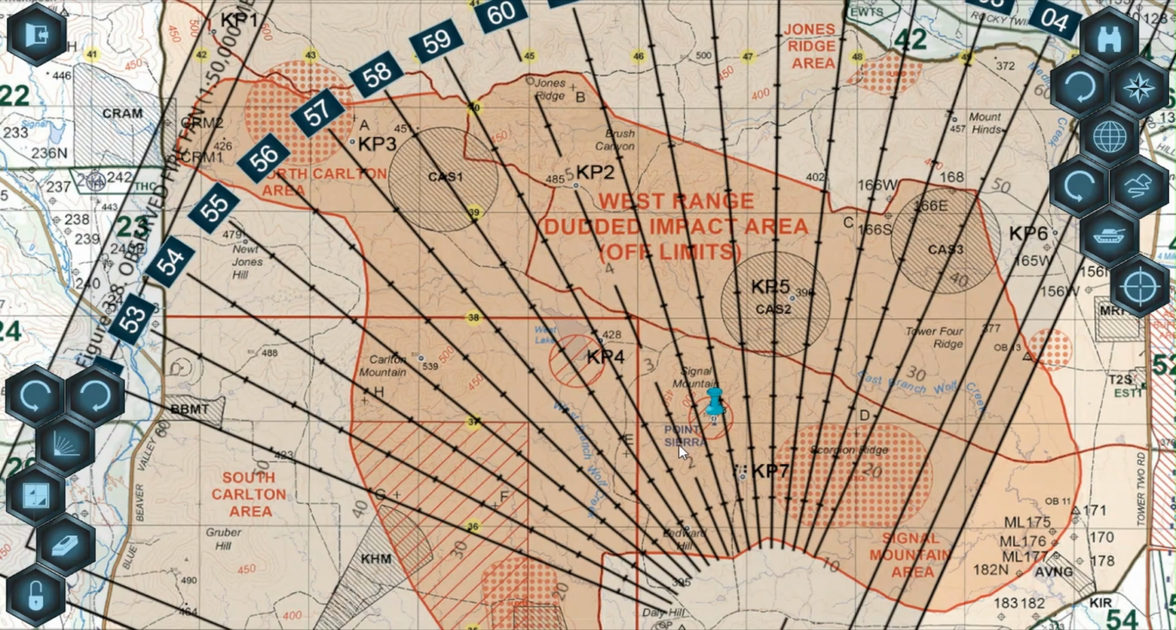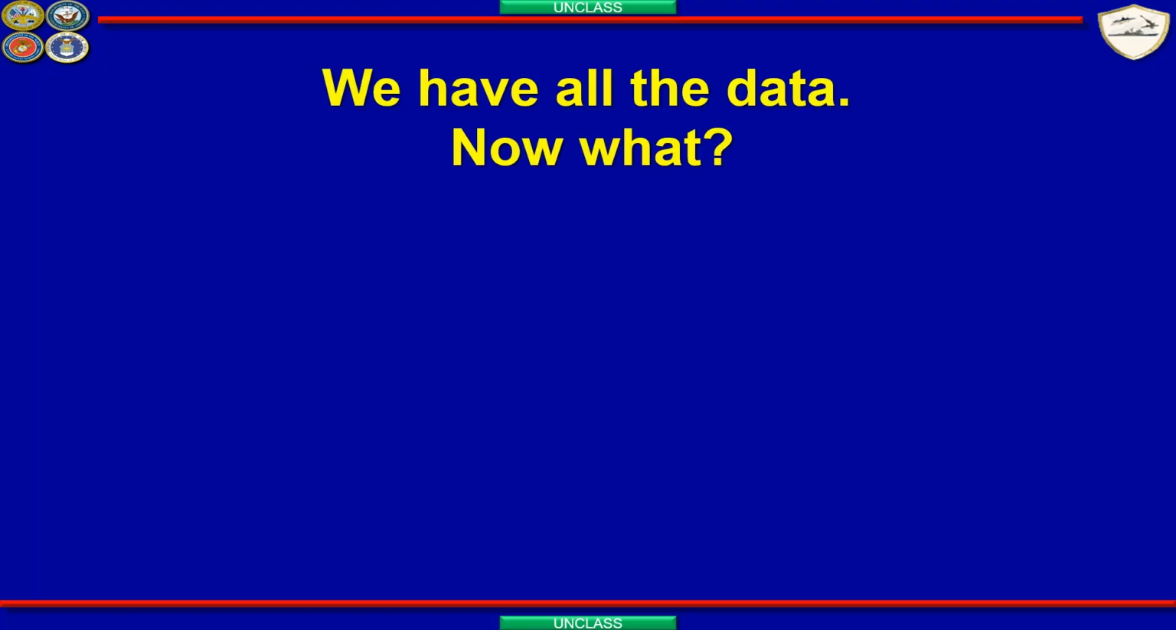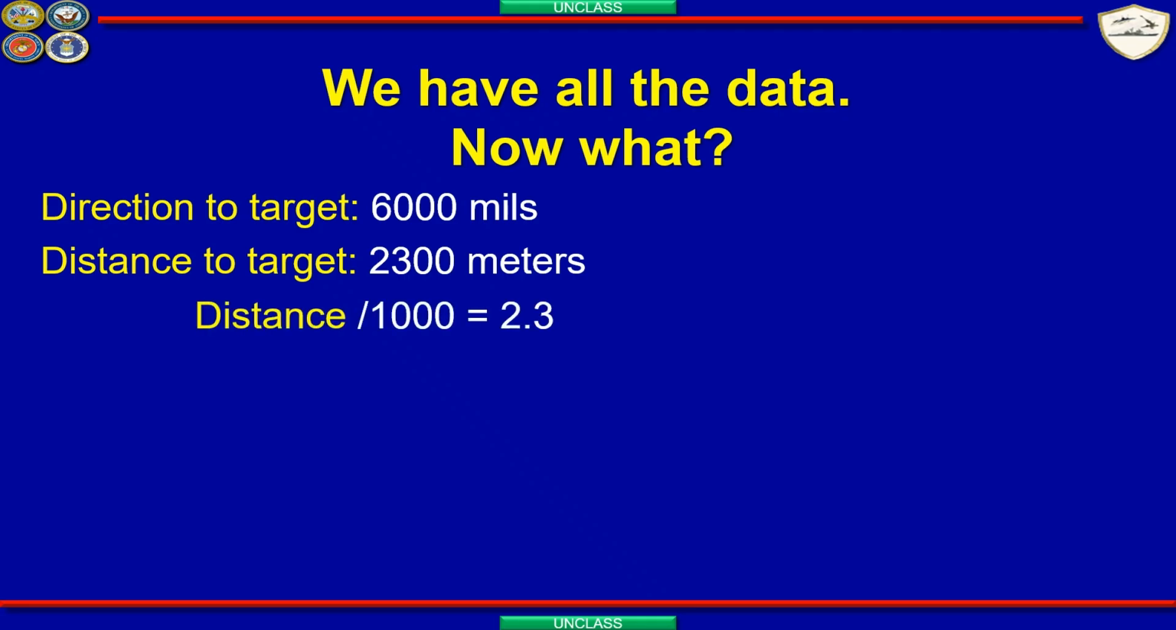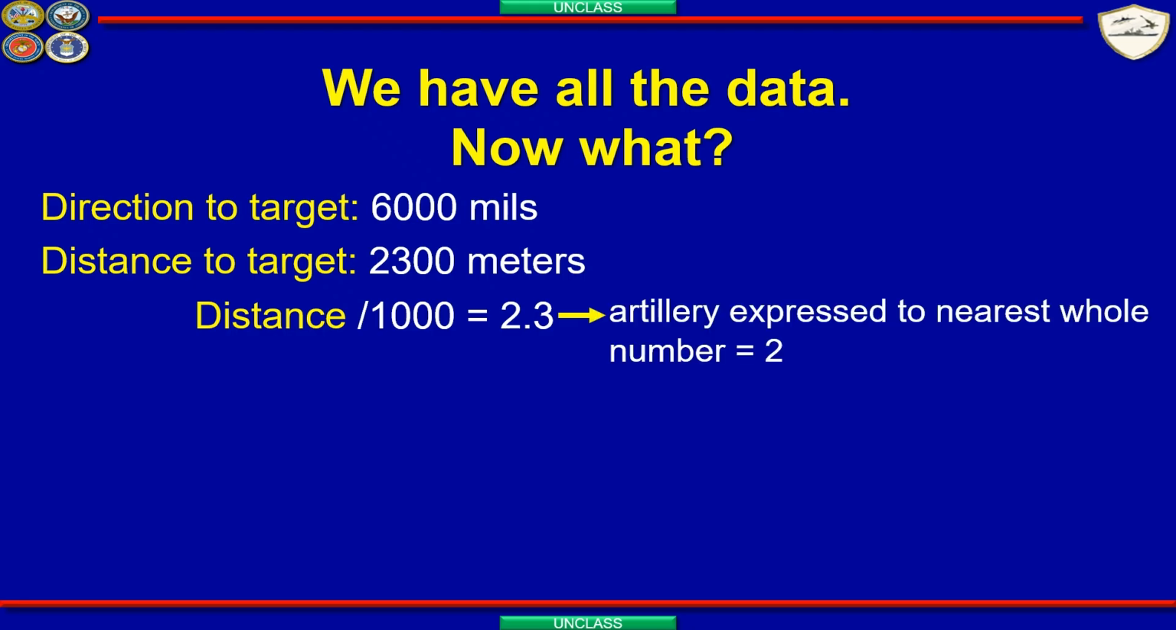Now that we have all the data, let's apply it using the mil relation formula. The direction to the target is 6,000 mils, and the refined target distance is 300 meters. Our next step is to determine R by dividing the distance by 1,000, and expressing to the nearest whole number to obtain our OT factor.